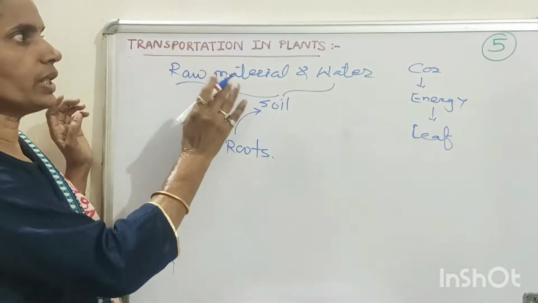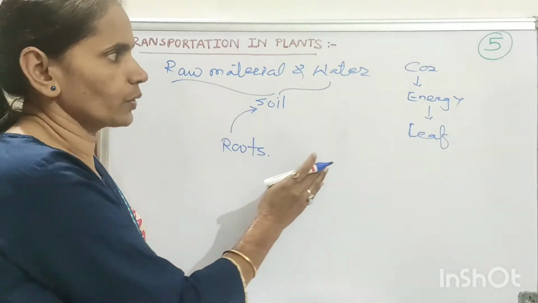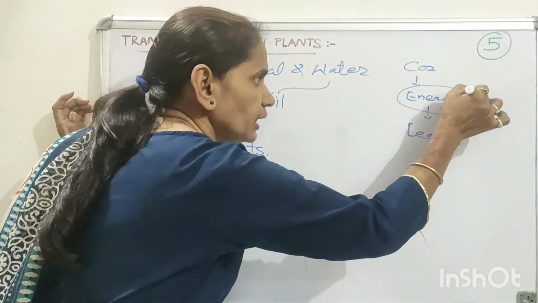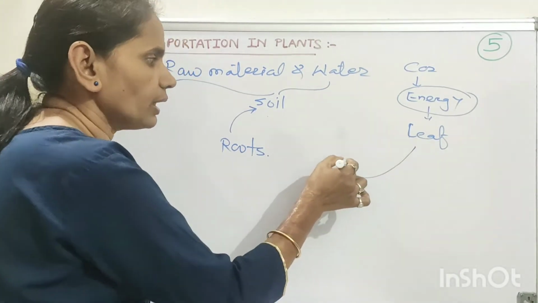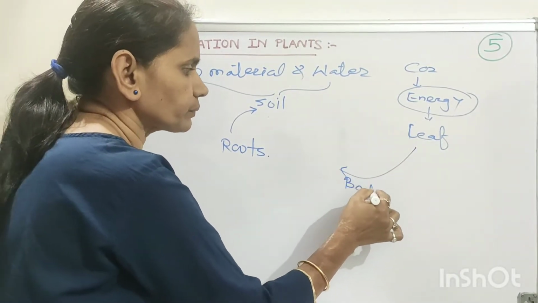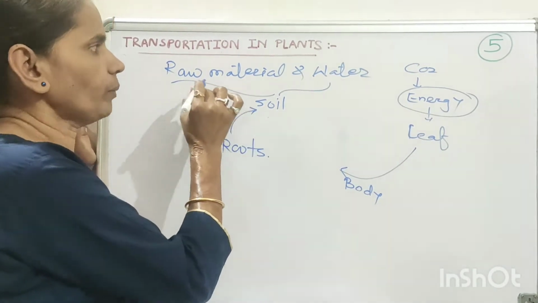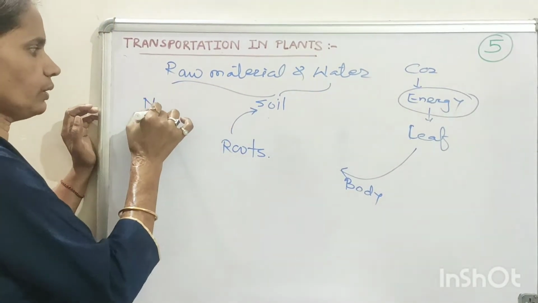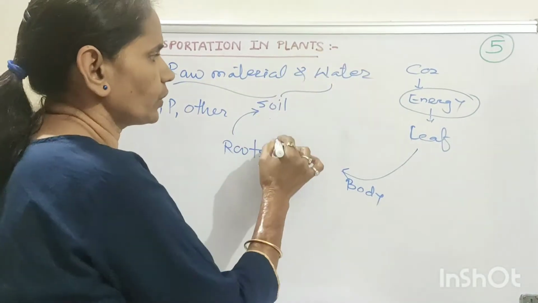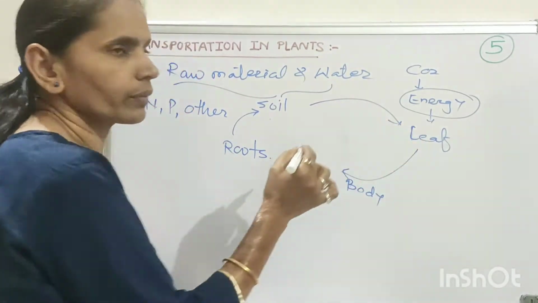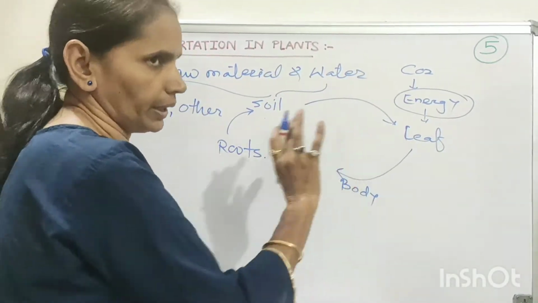Now in the transportation in the plants, there are two main things that are to be transported. That is, the energy generated in the leaf is to be transported to the other parts of the body, and the roots take up the minerals or raw material like nitrogen, phosphorus and other minerals that are to be transported to the leaf. Both of these things are transported independently.